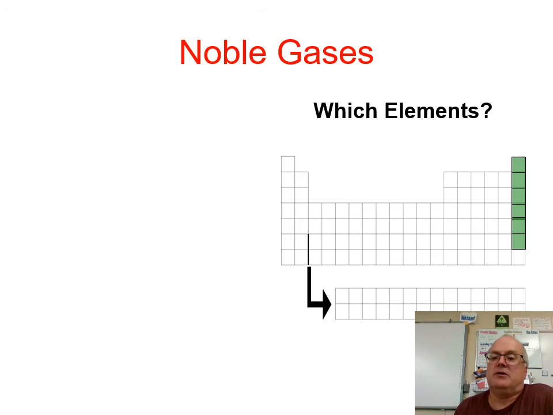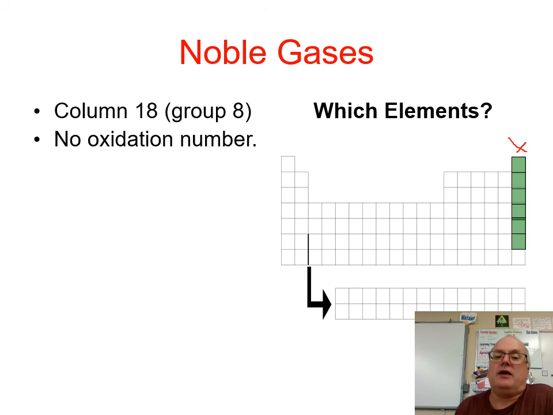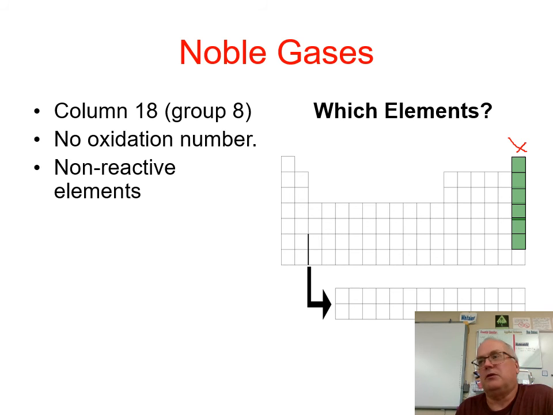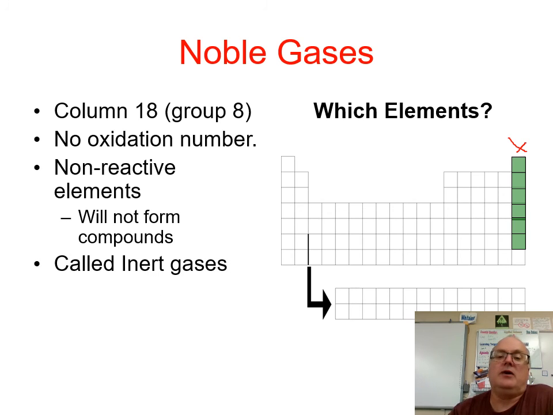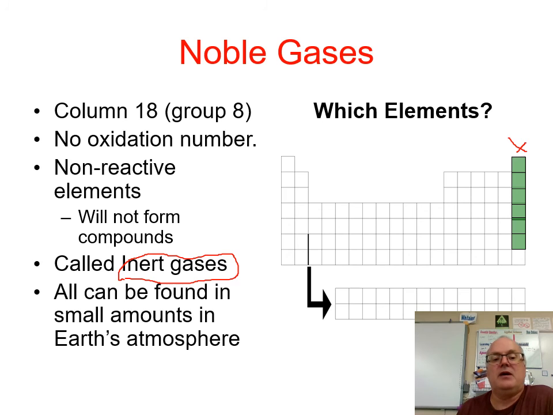The noble gas group here, they're in the last column, 18. We colored them green. They do not have an oxidation number. They have literally oxidation number is 0. They are very non-reactive. They don't combine with any other element to form compounds. They're kind of boring. And we also have another name for them called the inert gases. So we have noble gases and also this term called the inert gases.